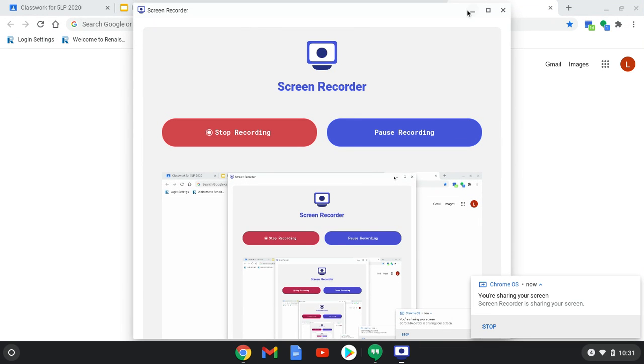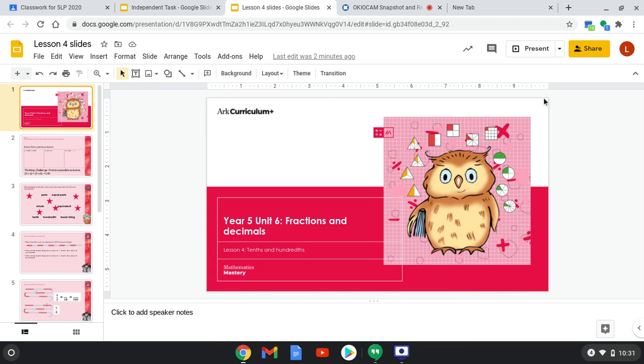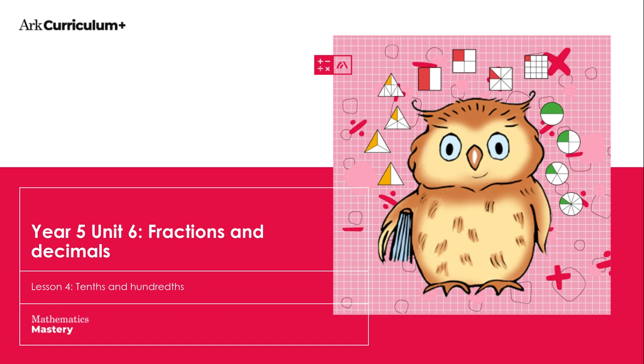Okay, hi and welcome to lesson 4 now of this first week of maths. What we are doing in today's lesson is we are looking at tenths and hundredths. This is a really, really important lesson, and this is going to help us with our work next week as well, when we're going to be looking at decimals.